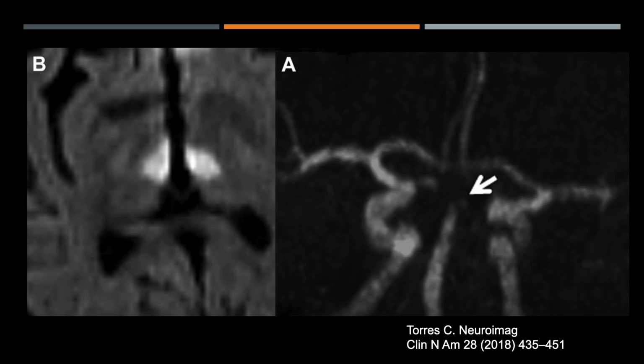What's the finding here? We see restricted diffusion bilateral medially in the temporal lobes. What artery causes the infarction? MRA also demonstrates tip of the basilar thrombosis. This is a stroke case. This is one that you'll know about.